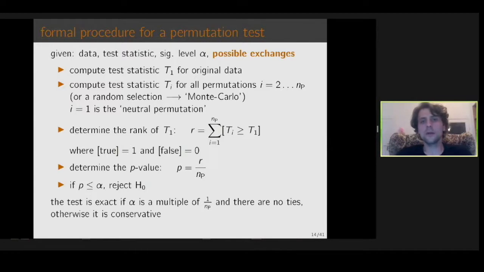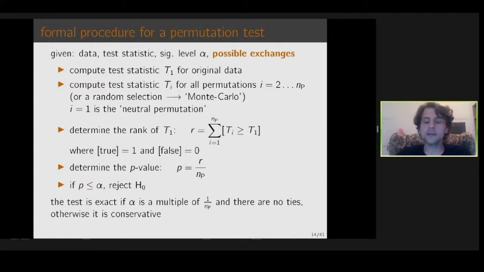So, given that these requirements are met, the procedure is then as follows. First, we compute the test statistic T1 from the original data. Then we compute the test statistics Ti from all possible permutations, where i runs from 2 to the number of permutations. And this already signifies that i equals 1 is the neutral permutation corresponding to the original actually acquired dataset.